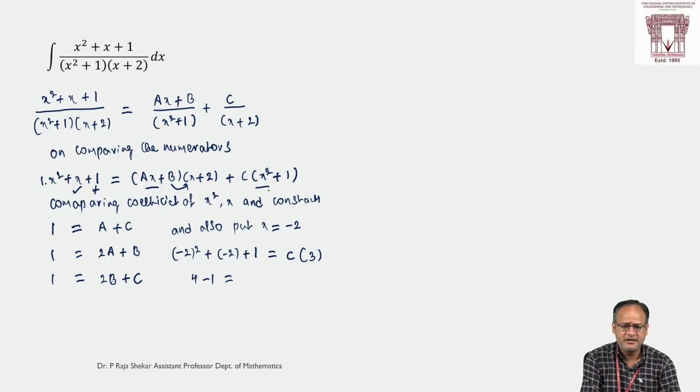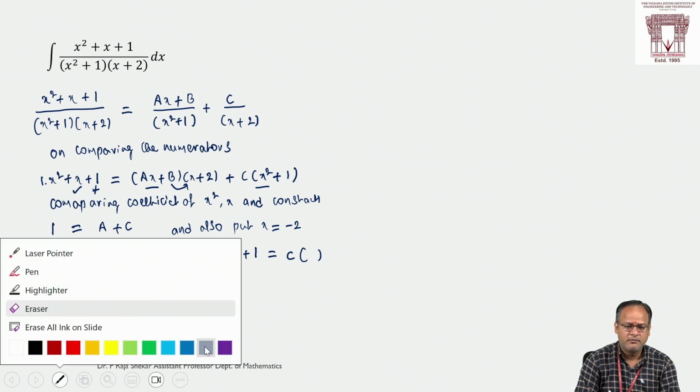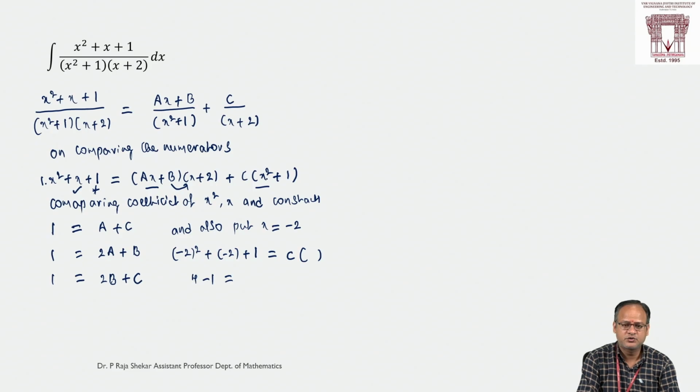We are only left with c into minus 2 whole square plus 1. Minus 2 square is 4, 4 plus 1 is 5, so it becomes 5c. So 5c is equal to 3, and c is equal to 3 by 5.